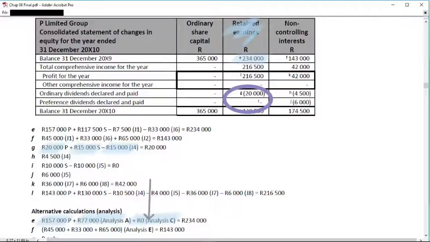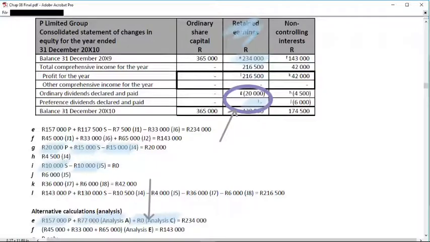For calculation I, there was only a preference dividend by S, but that got eliminated as well, so you are left with nothing in the retained earnings column. Please note, this is a calculation. There's a principle behind that, but earn those easy marks. Remember, it's only the parent's dividend included.